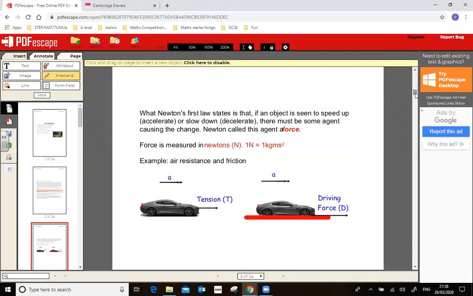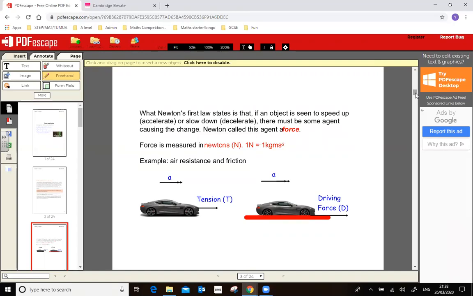So we just talked about Newton's first law. Newton's first law states that if an object is seen to speed up (accelerate) or slow down (decelerate), there must be some agent causing the change, which is the force. Force is measured in newtons, and we always use a capital N to represent it. 1 Newton equals 1 kilogram meter per second squared, and that's the unit for force.